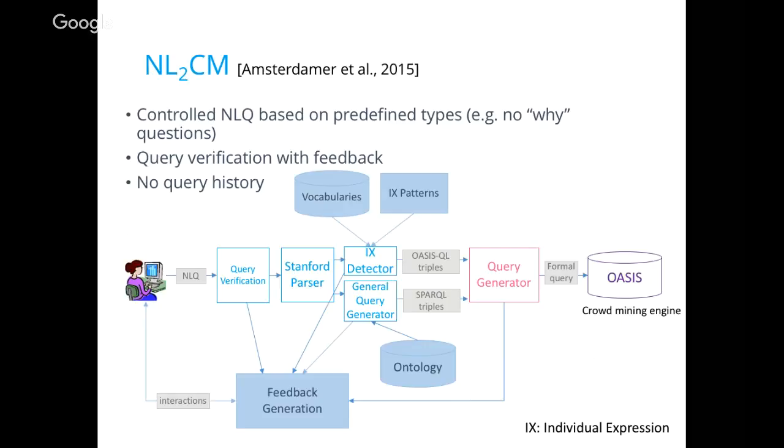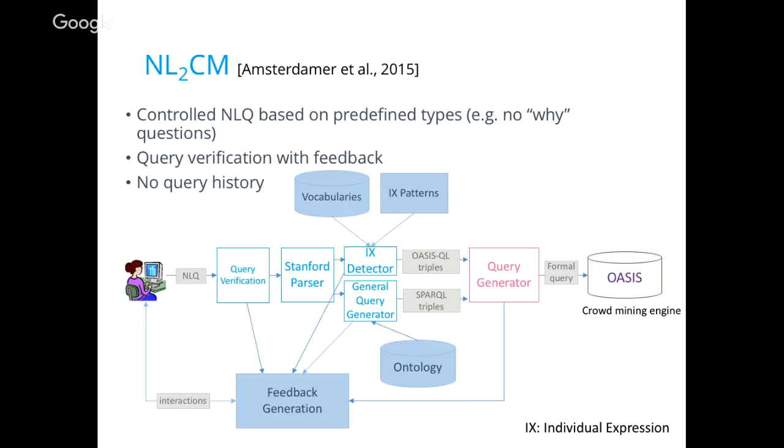So let me first briefly talk about the system architecture, then we can dive into more details. The first thing it does is verify whether the query belongs to a type that the system can handle. For example, it may look into some keywords, right? If your query contains why, it will be classified as a query it cannot handle and just throw an error back to the user. Otherwise, it goes to the Stanford parser.